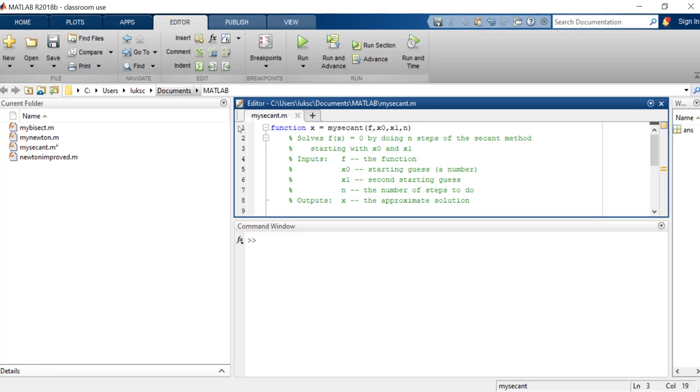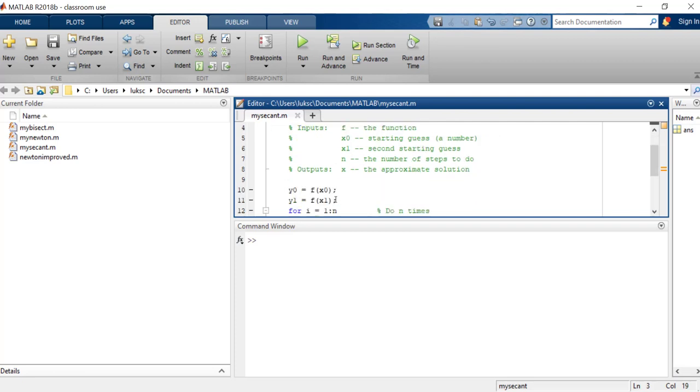The inputs are the function and our starting guesses, x0 and x1. But this time, because of the way the secant method works, I don't have to choose two that have opposite signs. They just need to be near the correct point. Then I put in the number of steps that I want to complete, and the output will be the approximate solution.